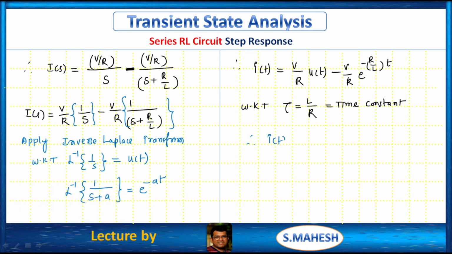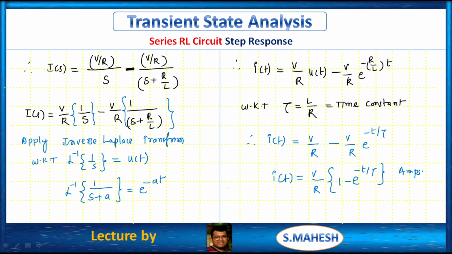Therefore, I of t is equal to V by R, and simply we can write U of t is nothing but 1 only, right? Simply we can write V by R minus V by R into e power minus t by tau. Therefore, I of t is equal to V by R into 1 minus e power minus t by tau, right?